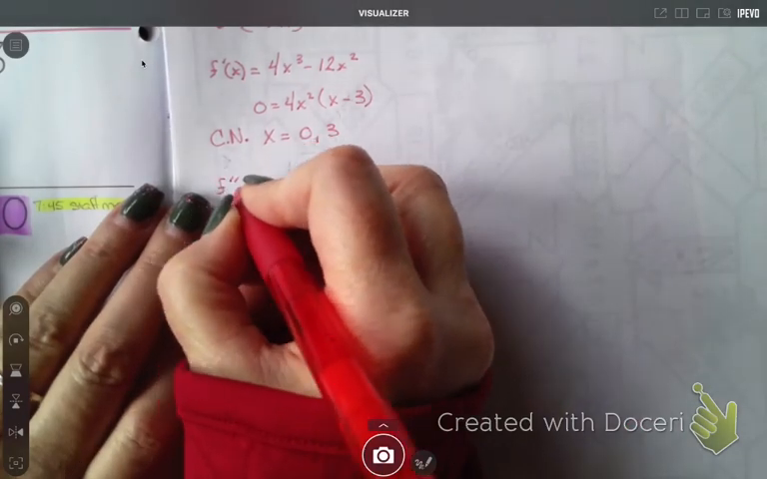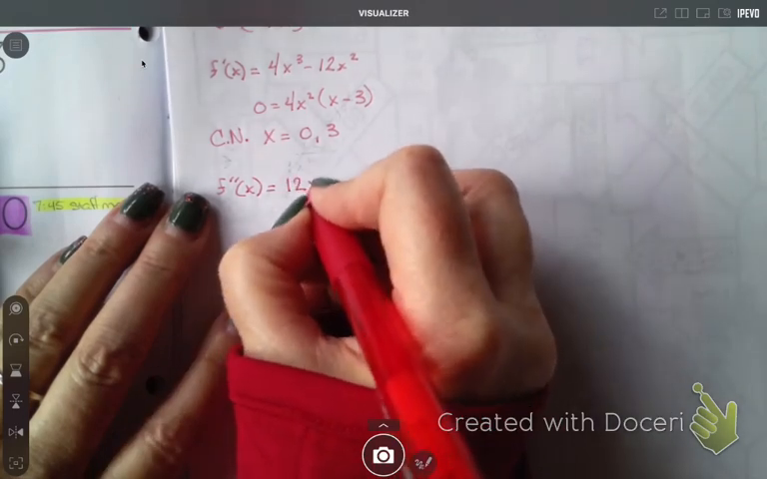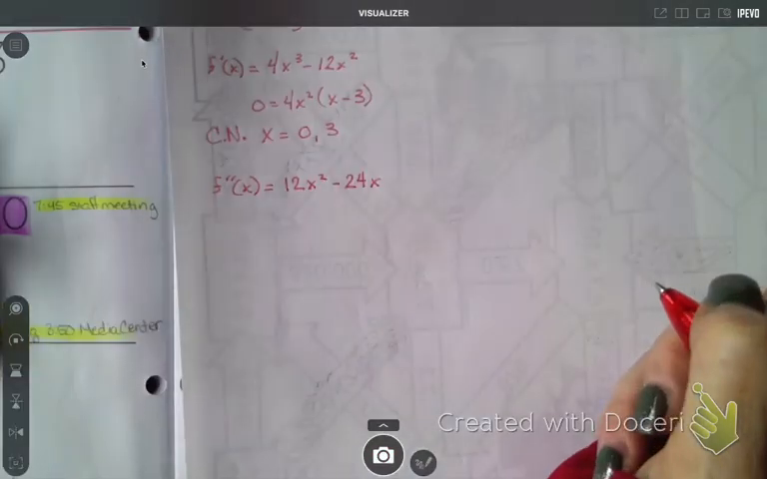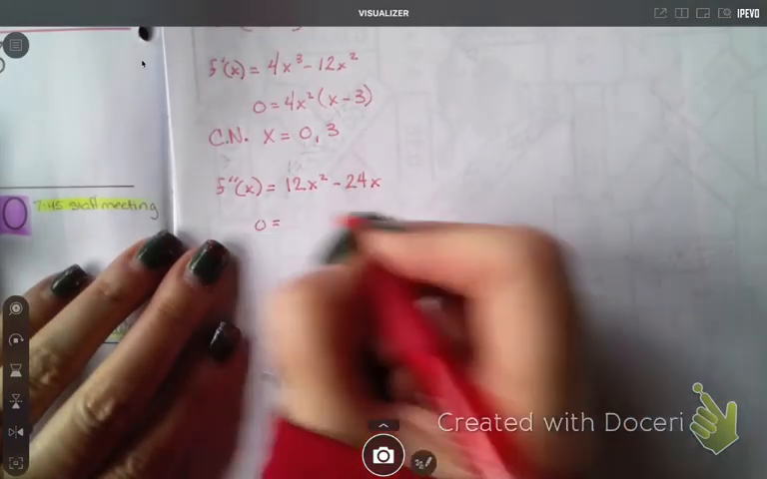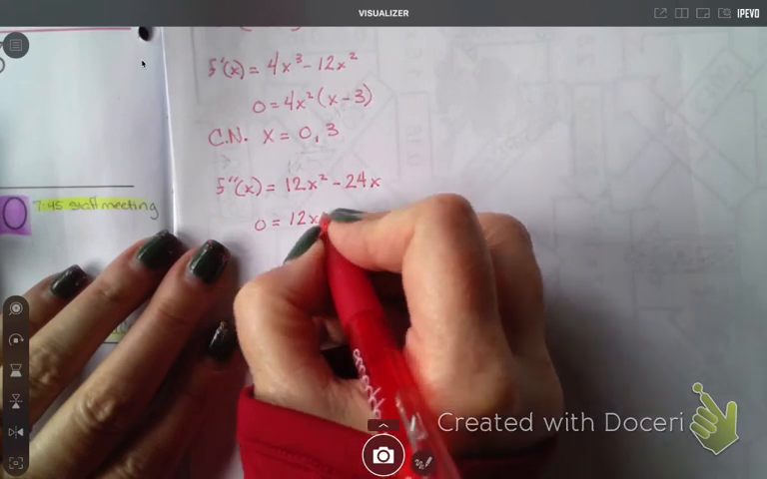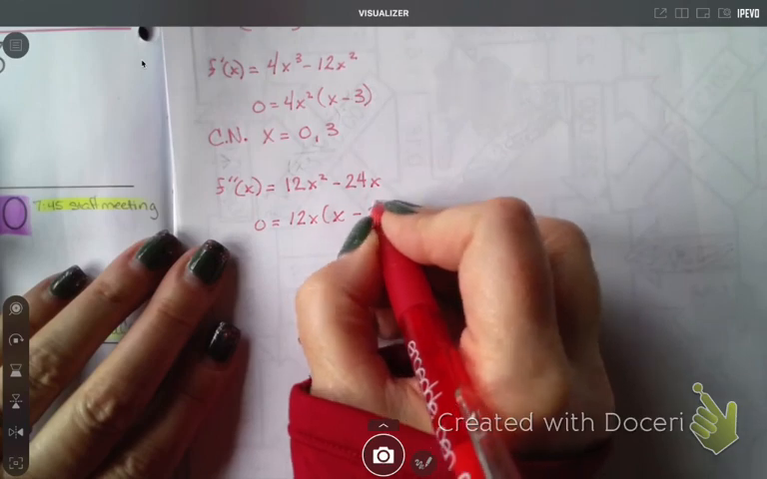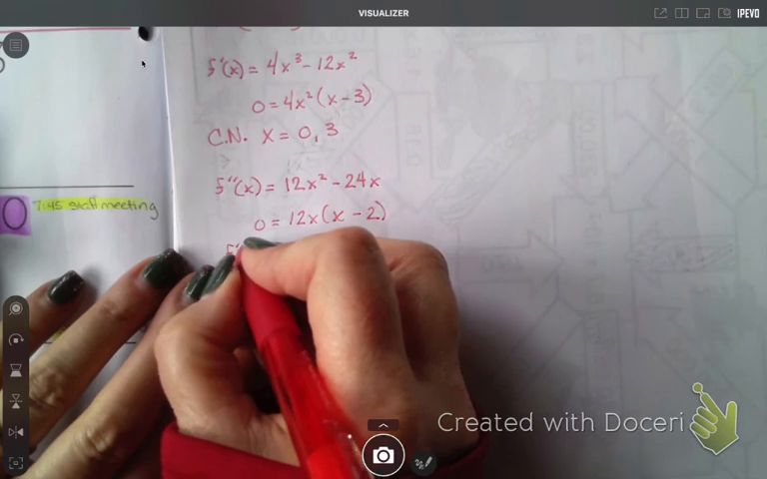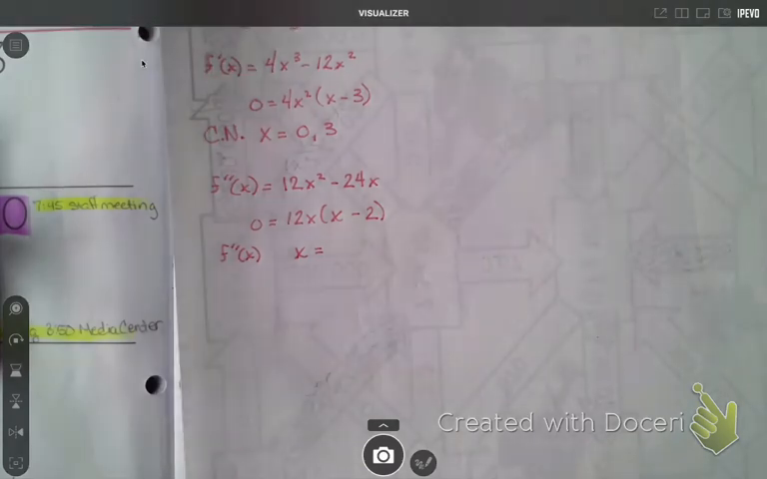This one's going quicker because the derivatives are easier, right? I get 12x squared minus 24x. How about you guys? And then I set it equal to 0. I'm going to factor out a 12x. And that gives me what? x minus 2. So my second derivative numbers are going to be x equals what? 0 and 2.